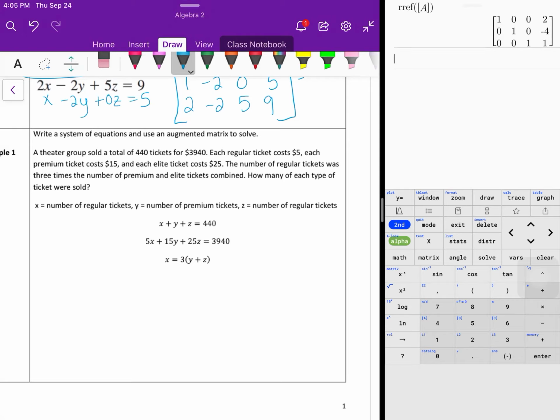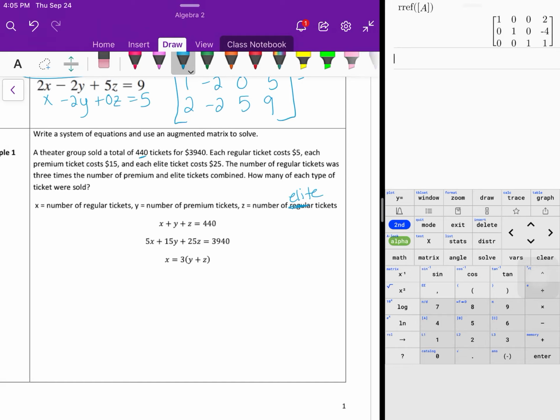So it was 440 tickets, so x plus y plus z was 440. X was the number of regular tickets, y was the number of premium, z was the number of, oh, this was supposed to be elite tickets. I have a typo there.